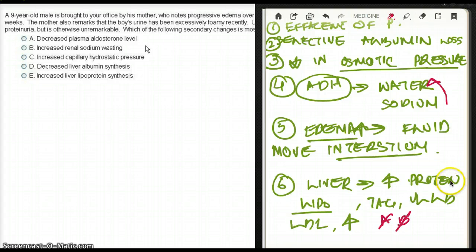Choice C, increased capillary hydrostatic pressure. No, because more of the fluid is moving into the interstitium, so the hydrostatic pressure in the capillaries is going to drop, the opposite. So that is also not the right answer. Choice D, decreased liver albumin synthesis. No, albumin synthesis is going to be increased if anything. So choice D is not the proper answer either. It better be choice E. Let's see. Increased liver lipoprotein synthesis? Absolutely. So in this case, the answer is increased liver lipoprotein synthesis.